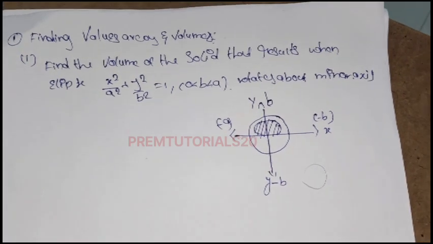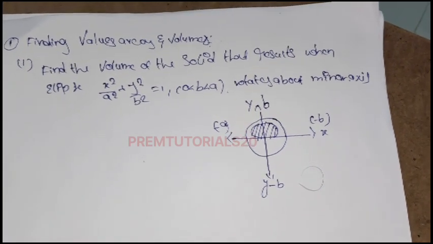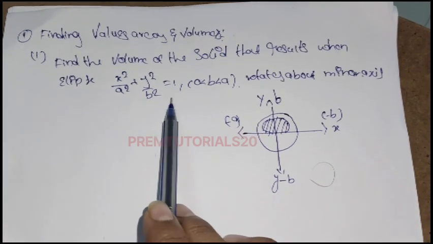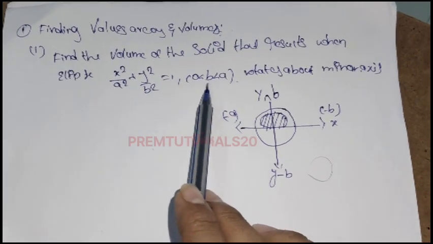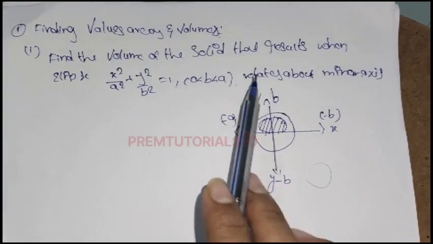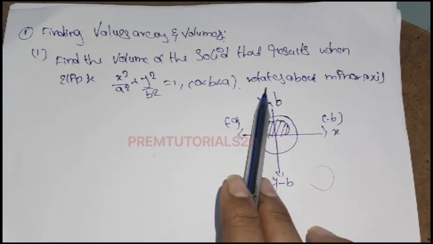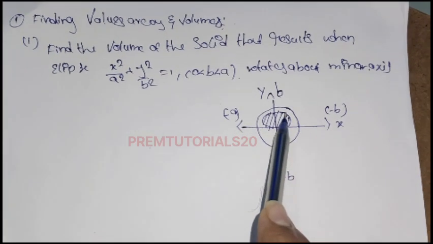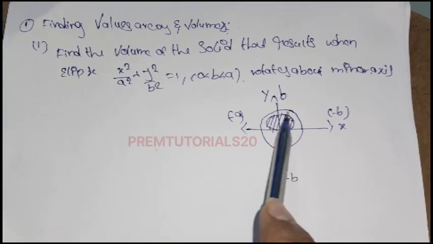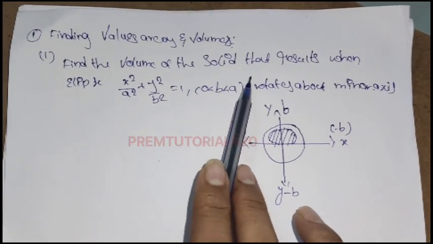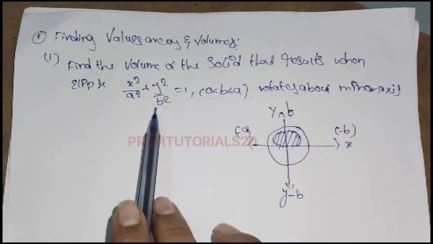Find the volume of the solid that results when the ellipse x square by a square plus y square by b square equal to 1, where 0 is less than b less than a, rotates about the minor axis. The hint in the question is that it rotates about the minor axis. So this is the minor axis.